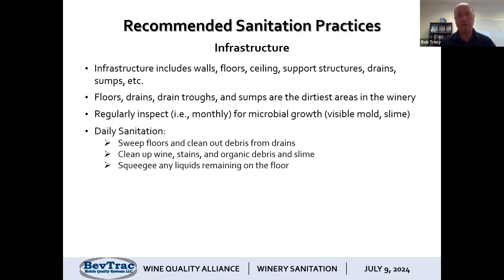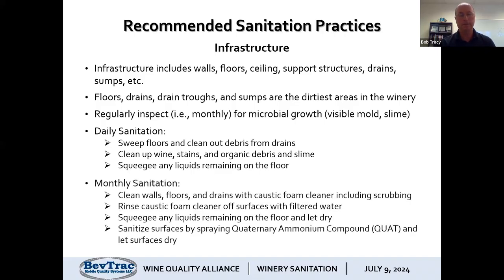Daily sanitation for infrastructure. You want to sweep the floors and clean out debris from the drains. You want to clean up wine stains and organic debris and slime daily, and squeegee any liquids remaining on the floor. So once you've done your cleaning, you want to get rid of the liquids because they're a point where microbes will start growing.